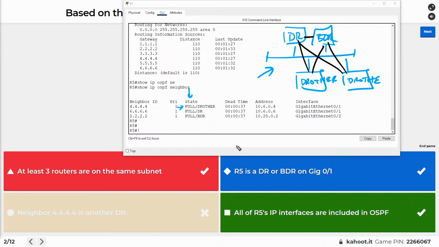R5 is a DR or BDR on gig 0/1. And we're looking at R5 and gig 0/1. Oh yeah, right there.